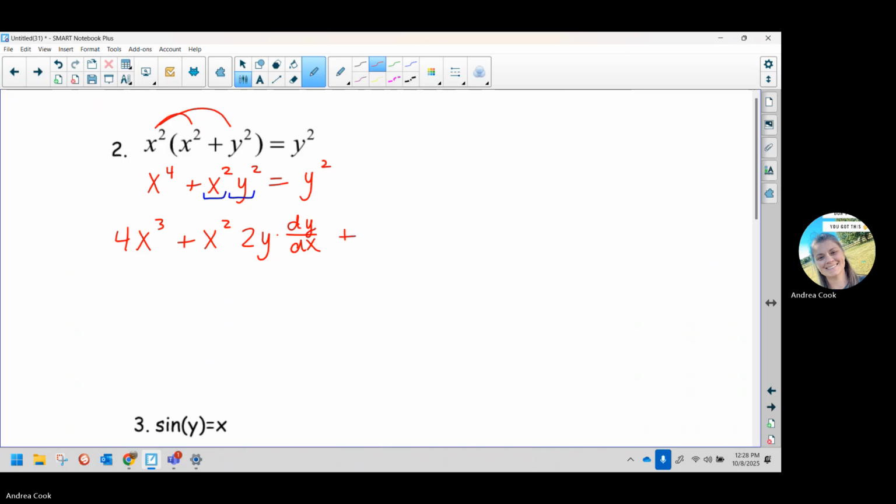Plus, now the derivative of x squared is 2x times y squared equals the derivative of y squared is 2y times dy over dx. So again, take a minute, make sure you know where all those came from.